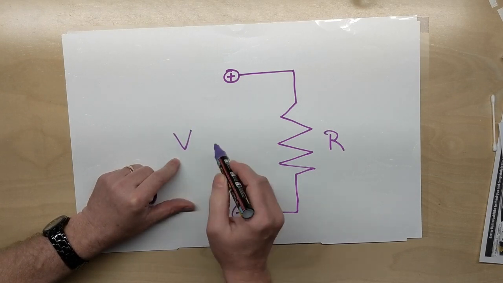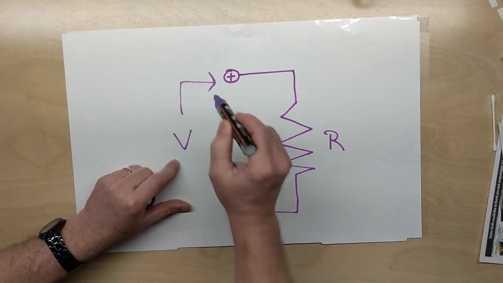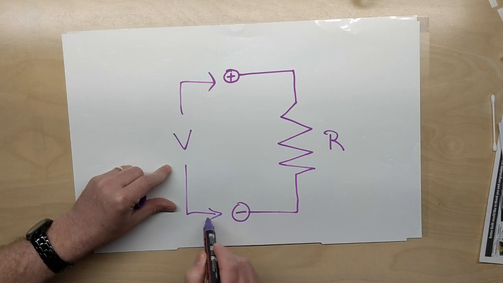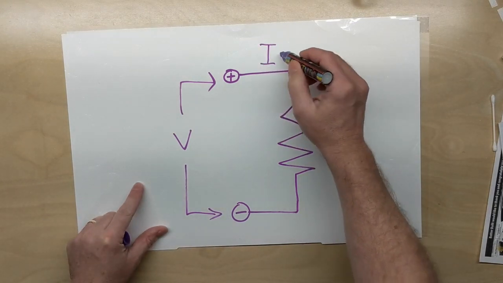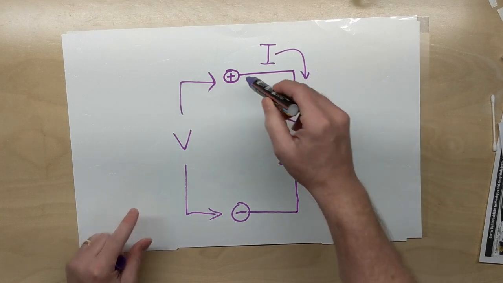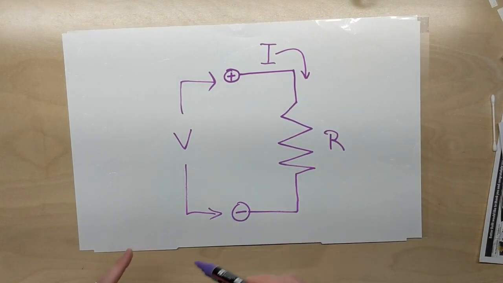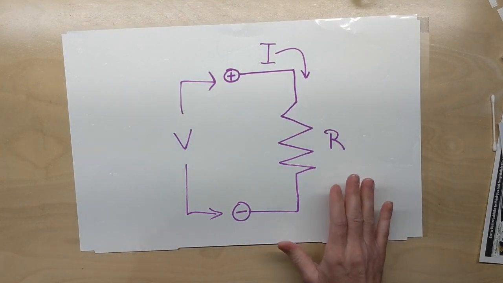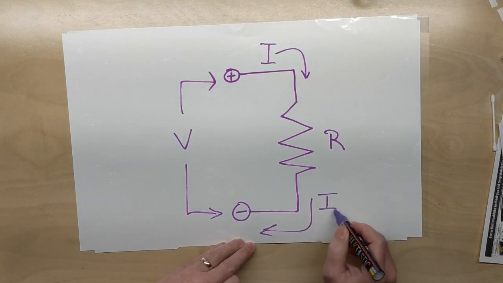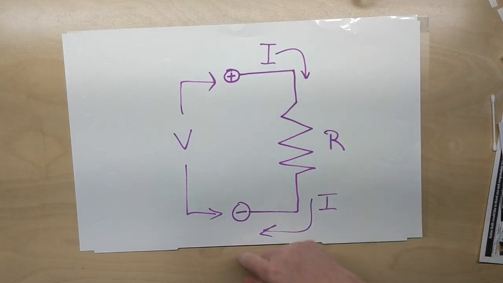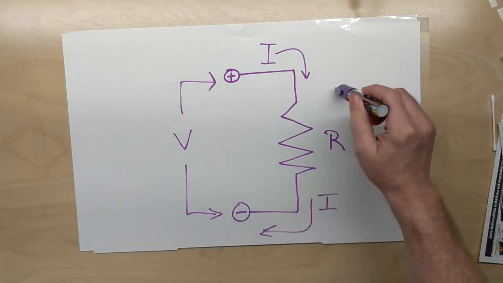So this will be our V, our voltage. This will be I, our current through the circuit from positive to negative. So we have a very, very straightforward circuit. The current's the same through the whole entire circuit. So let's read through that again.